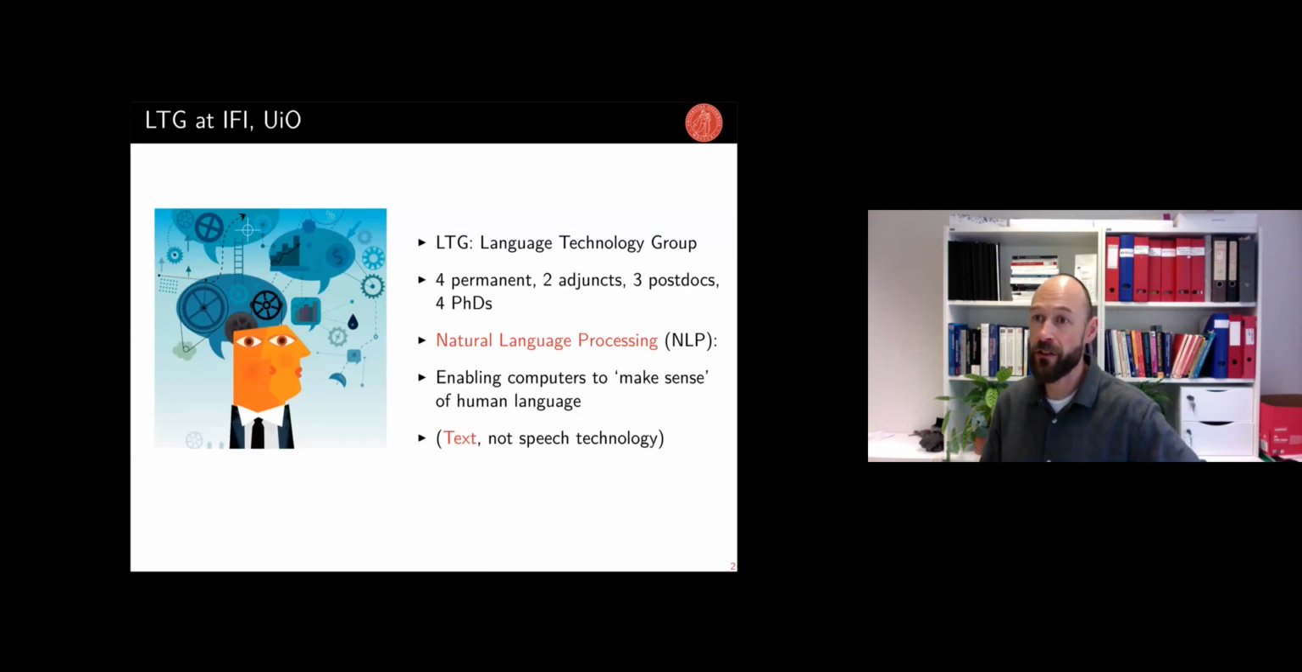Okay, so first a little bit more background on LTG, the Language Technology Group. We're based at the Department of Informatics at the University of Oslo, where we're part of the Section for Machine Learning, where we're joined by a research group on image recognition and also on robotics. The Language Technology Group is a fairly small research group. We're 4 permanent staff, and then we also have 2 adjuncts in 20% positions and 3 postdocs and 4 PhDs currently. It tends to be about a dozen or so people, so not a very big research group.